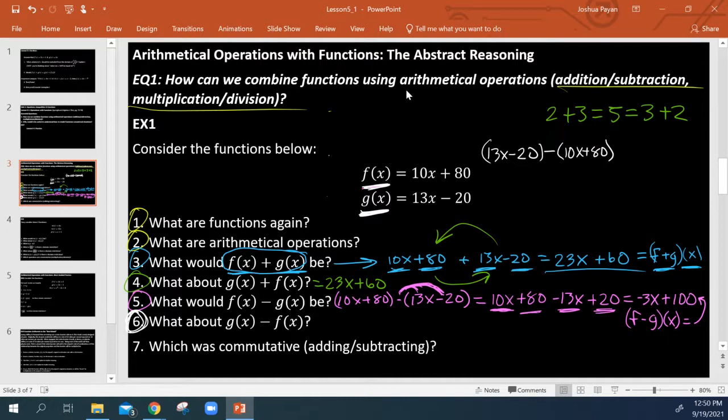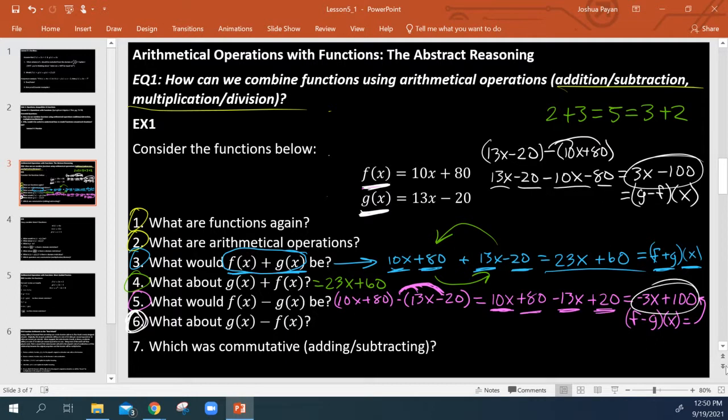So I do have to distribute on the right. On this left term, I don't need to distribute anything, so I'm just going to say 13x minus 20 minus 10x minus 80. I distributed the minus. Okay, combine like terms: 13x minus 10x is going to be positive 3x, and minus 20 minus 80 is going to be minus 100. So this is what f minus g, sorry, not f minus g, this is what g minus f of x would be equal to, right here.